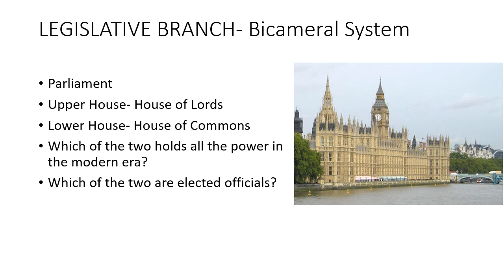So they call their legislative body the Parliament. It is a bicameral legislature with an upper house known as the House of Lords and a lower house known as the House of Commons. In modern UK government, the House of Commons holds all the power. You are about to see that the House of Lords does have some legislative functions, but they are largely ceremonial at this point. The House of Lords are appointed. We'll talk about how that happens. And the House of Commons is the elected body of the legislature.